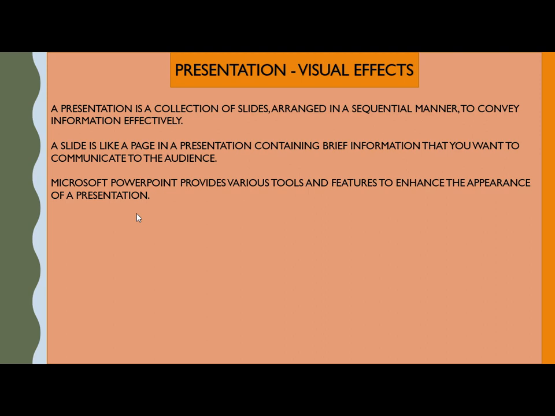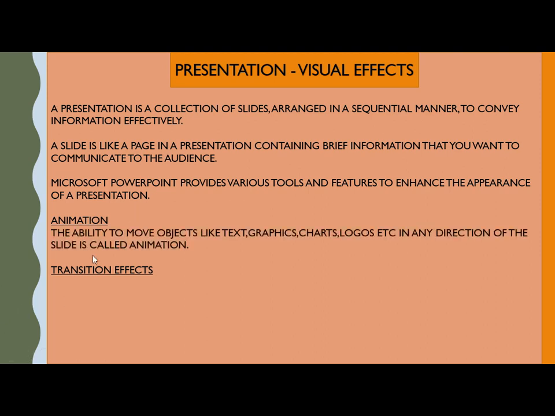Here we are going to study about two things. The first one is animation and the second one is transition effect. So what is animation? It is the ability to move objects like text, graphics, charts, logos, etc. in any direction on the slide. If you are inserting any object in your slide, it can be text, a chart or a picture, the way it moves across the slide is called animation.